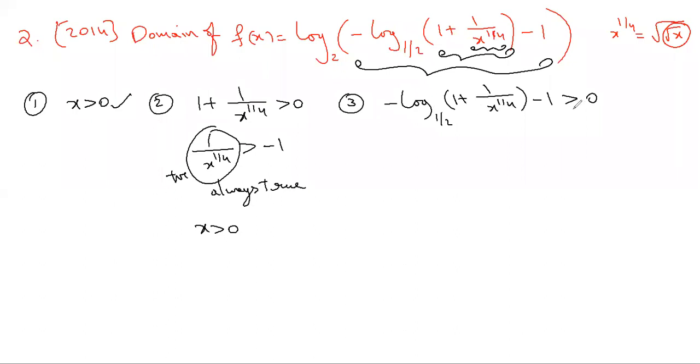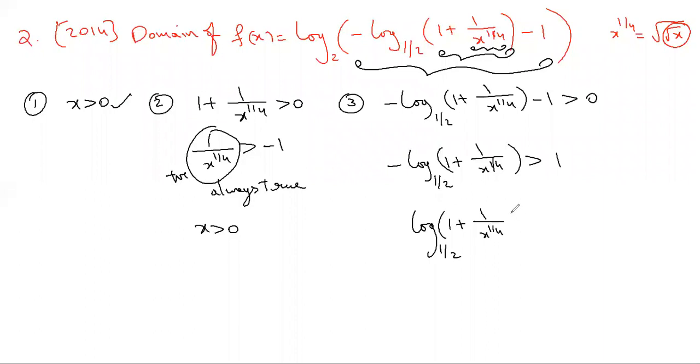Log of this is greater than 0. So the minus log of (1 plus 1 by x) power 1 by 4 is greater than 1. We send the 1 to that side. Now this minus can be written in the power of this. Log base 1 by 2 of (1 plus 1 by x power 1 by 4) whole power minus 1 is greater than 1.